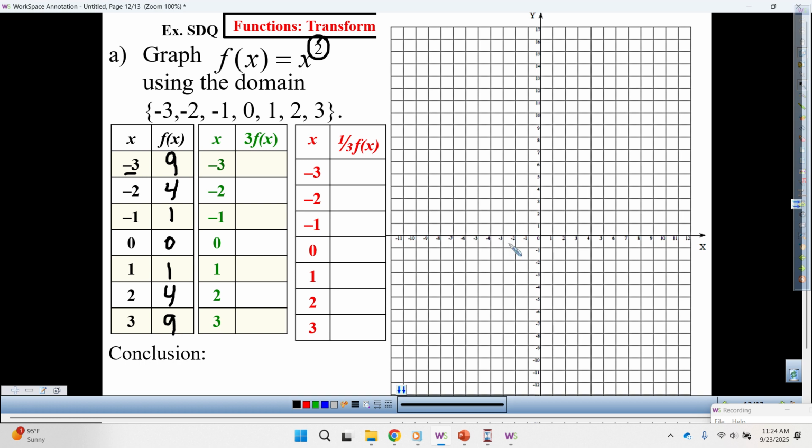Negative 3, 9. Negative 2, 4. Negative 1, 1. 0, 0. 1, 1. 2, 4. And 3, 9. We're going to label this one f of x.